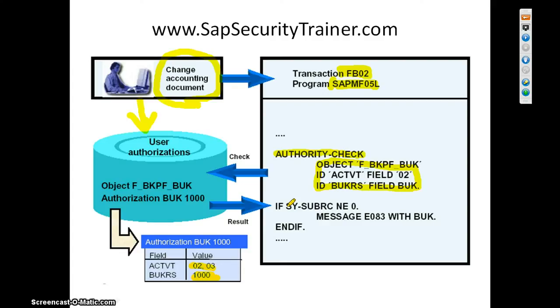But if the user types in company code 2000, then it will check his user buffer, and he will not have access to 2000. So it will have an authorization failure.